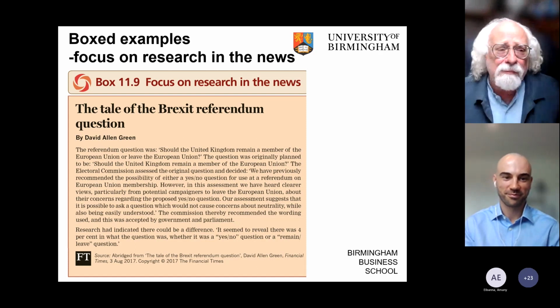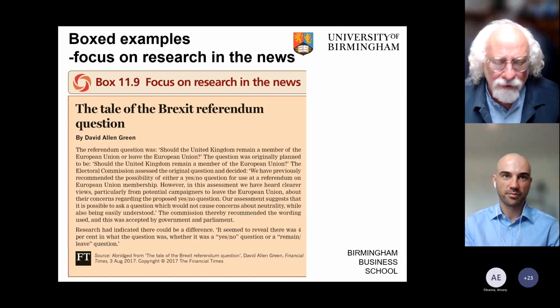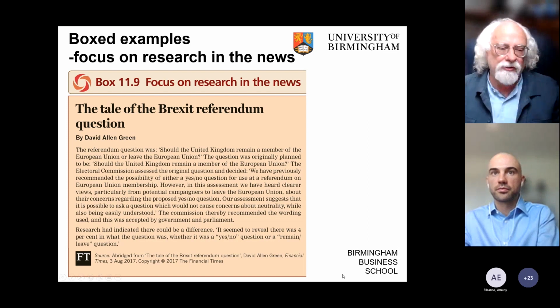But really, this is such an important thing. It brings methods to life for our students. So that was some focus on research in the news. Let's have a look at the next slide with focus on student research.